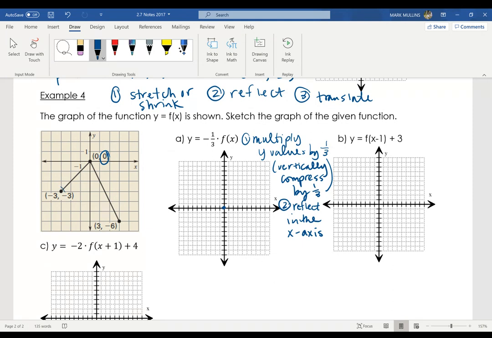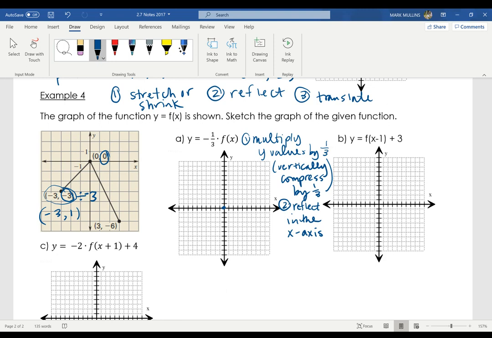Now I want to think about this next ordered pair. So I'm really taking this Y value and I'm dividing it by 3, and I'm flipping it. So I'm really dividing it by a negative 3, aren't I? So my new ordered pair would be negative 3, comma, negative 3 divided by negative 3 would just be a 1. So I've taken that Y value and I'm compressing it by a third.